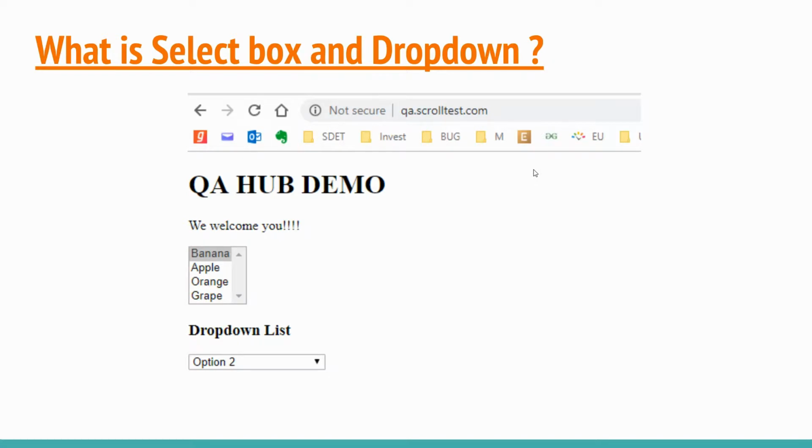Most of the time you have seen this whenever you are visiting the internet or web pages, that there are select boxes or some kind of drop-downs that you have to select, right? So how do we handle that in Selenium?